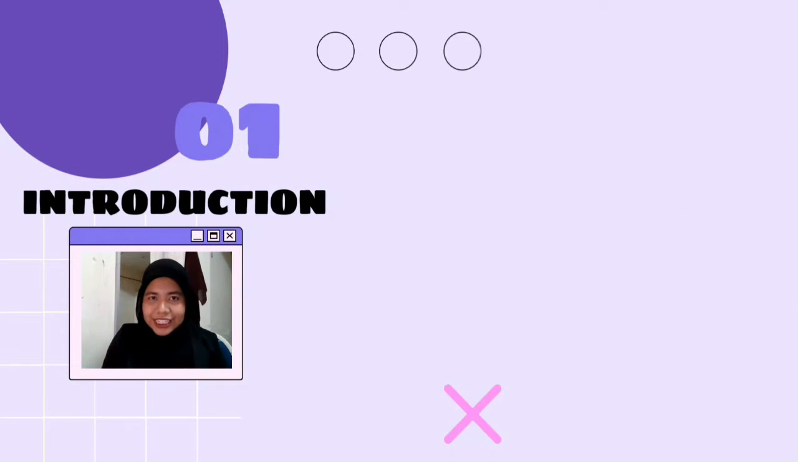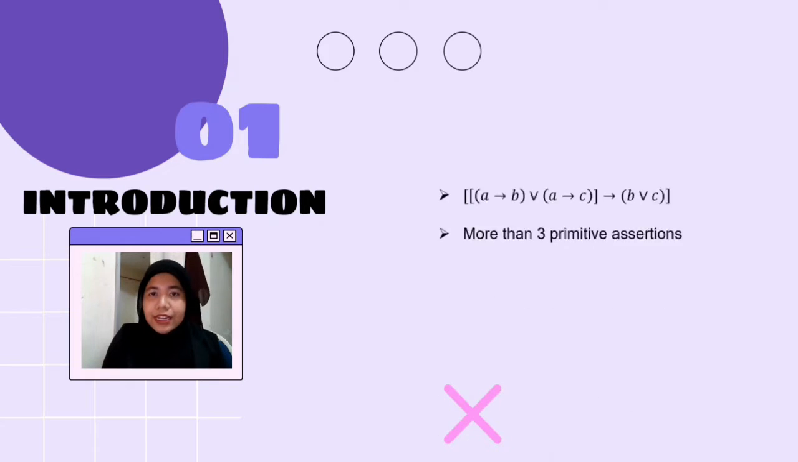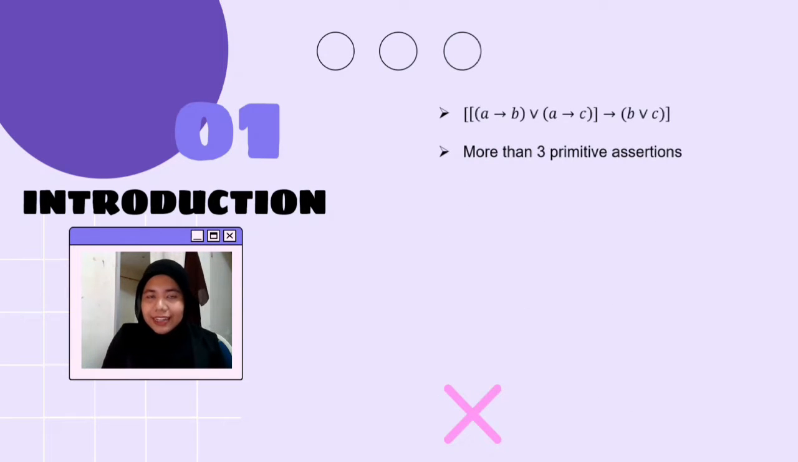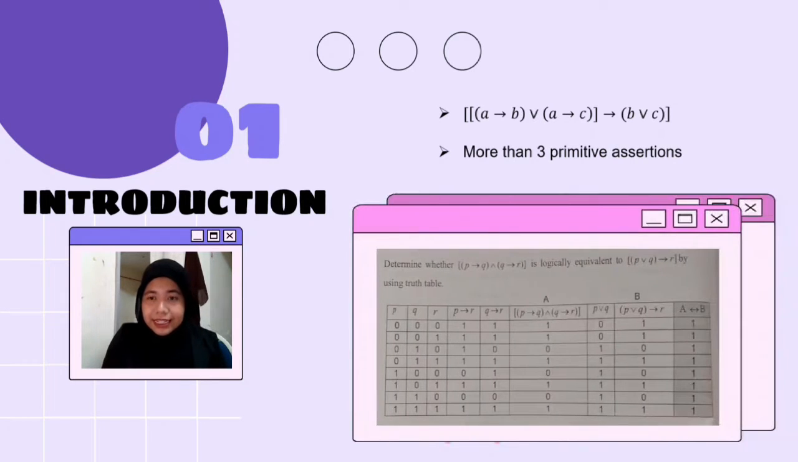For introduction, a large truth table will be generated if we are given a long statement or a statement that consists of more than 3 primitive assertions. This is an example of a truth table with 3 primitive assertions. Now, as we can see here, it's already big enough. If we insert one more primitive assertion, it will be longer and bigger and it will take a lot more time. To avoid this, we can use the laws of logic, which are a set of rules that can be used to construct logical equivalences.